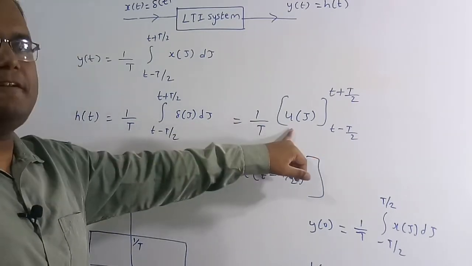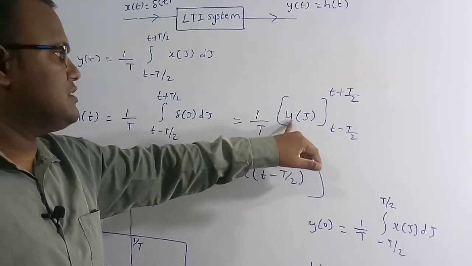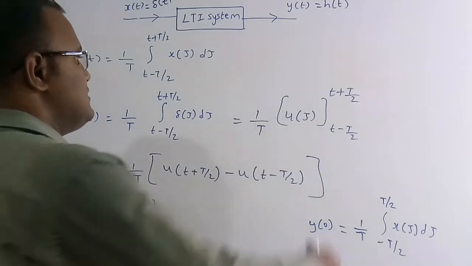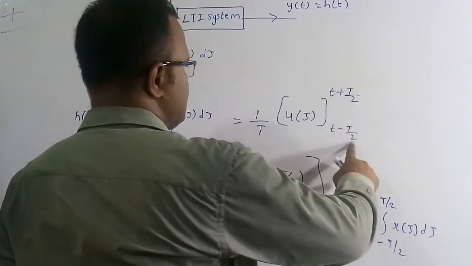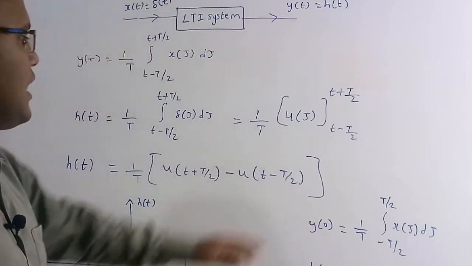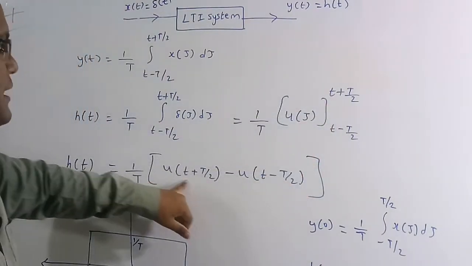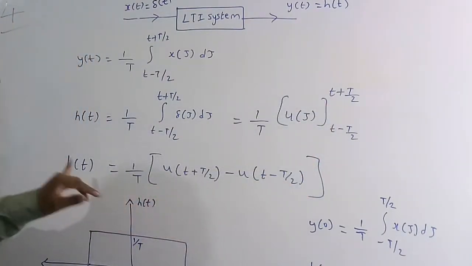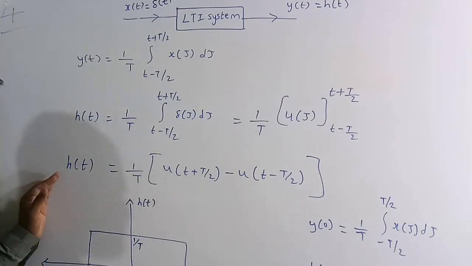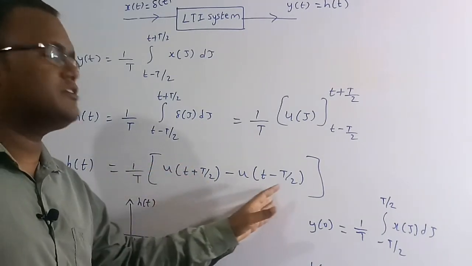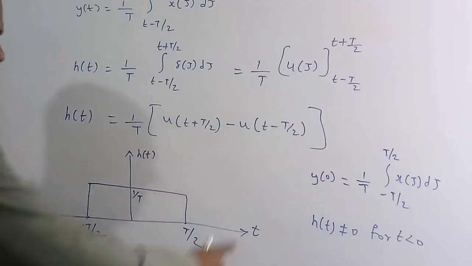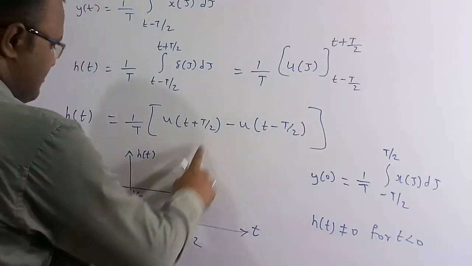So unit step signal. So 1 by T, this is u of tau, and in the brackets it is tau, with integration limits from minus T by 2 to T by 2. So upper limit minus lower limit, this is the value. Therefore this is h of t equals 1 by T times u of t plus T by 2 minus u of t minus T by 2. So here the value is T by 2 and here minus T by 2.